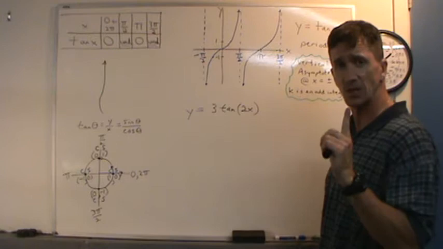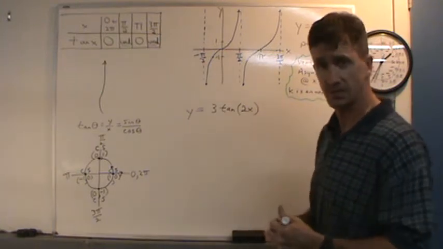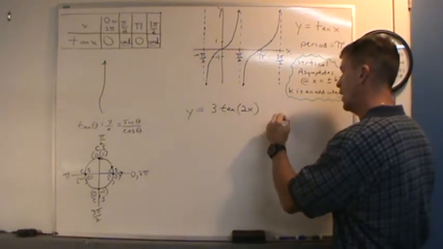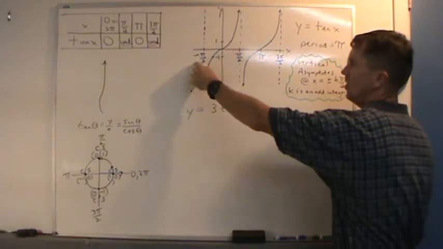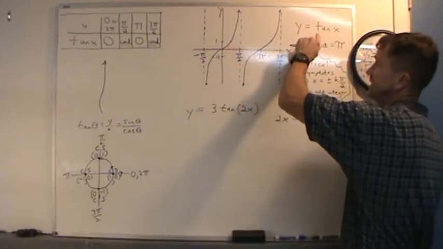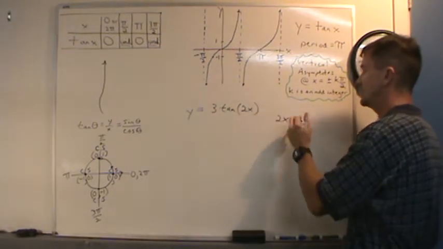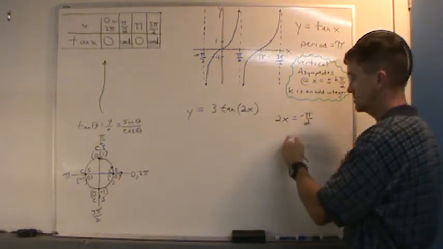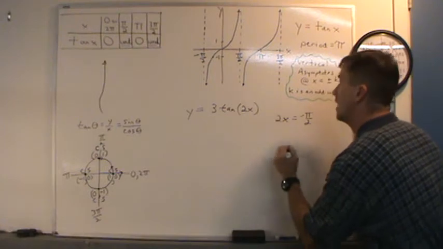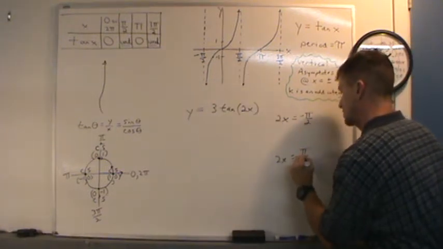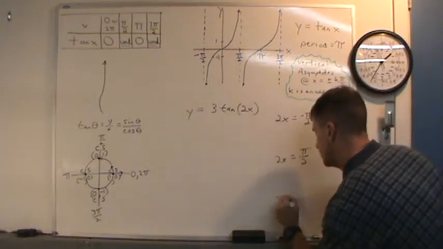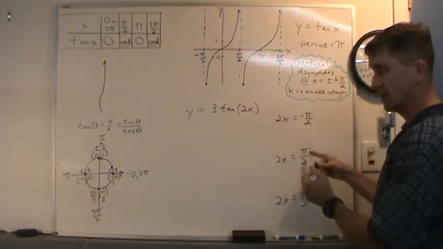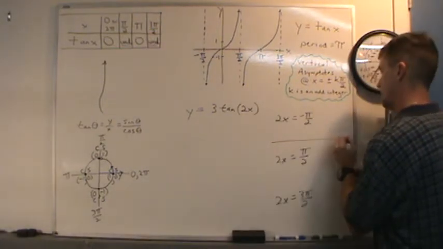The first thing you want to find is the vertical asymptotes, and we start with this 2x. We're going to set 2x equal to all the original vertical asymptotes of y equals tangent of x. This is our model. So I'm going to let 2x equal negative pi over 2 and solve for x. I'm going to let 2x equal pi over 2 and solve for x. And I'm going to let 2x equal 3 pi over 2 and solve for x, in each one of these.